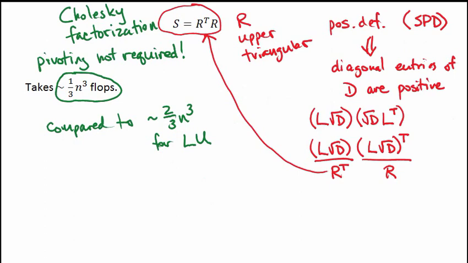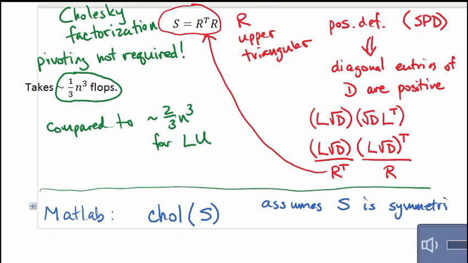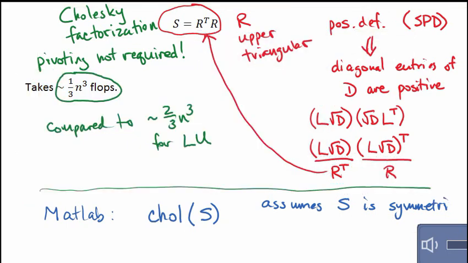In MATLAB, we can find the Cholesky factorization of a matrix through the command chol. Now chol is interesting. It assumes that the matrix you give it is symmetric already. It doesn't check that for you. But it does check the positive definiteness for you.